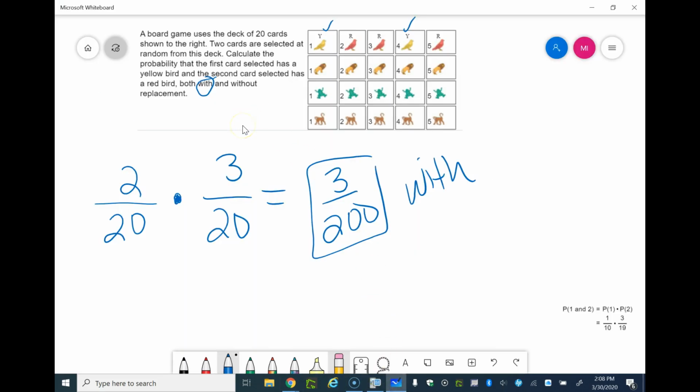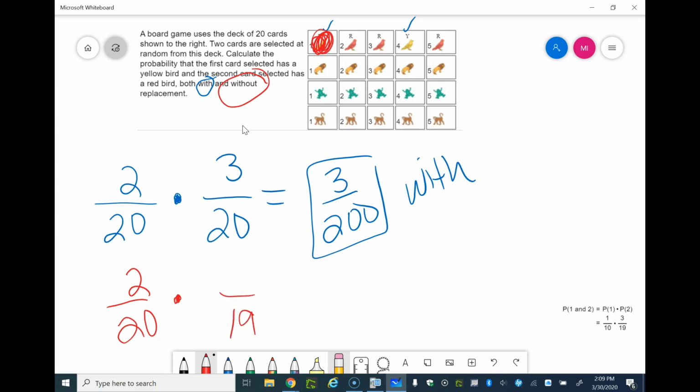Now we're going to do it without replacing it. Same 2 birds that we're talking about, we're going to do without replacement. So the first selection is, again, we're looking for yellow birds. So we still have 2 yellow birds. First trial. This time I actually found a yellow bird. I'm going to pull out, but I'm not going to put it back in. So I'm doing without replacing it back into the deck. So we already know if I already selected one of these birds, there's only 19 in the total.